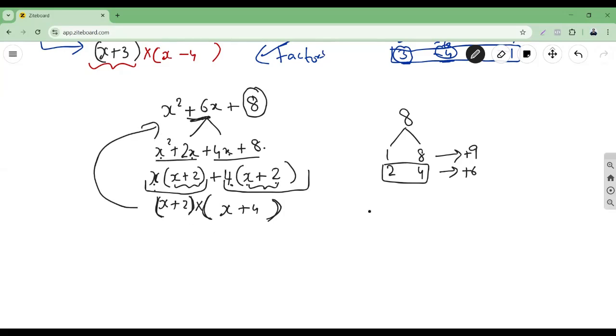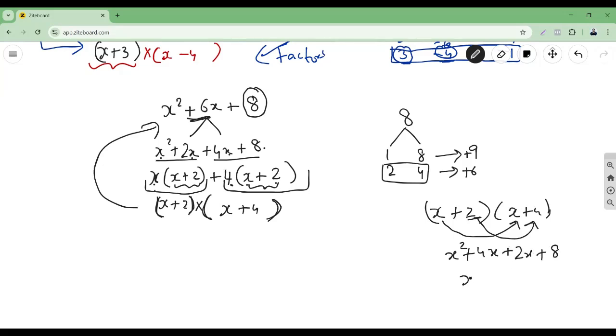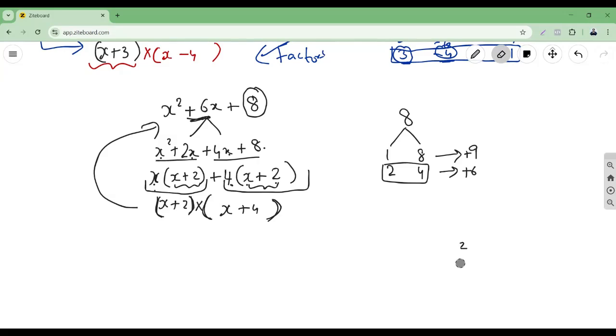Now, how do I verify that? Go ahead and do the multiplication and see whether you're getting that question back. How do we do the multiplication? If you remember, x is getting multiplied with both these things. So x square plus 4x. Then 2 gets multiplied with this whole thing again. 2 multiplied by 2x, and 2 multiplied by 4 is 8. So if you see here, x square plus 6x plus 8. I got my question back, right? When I multiply, I should get the product, which was my question. That is how I can see whether it's correct or not.